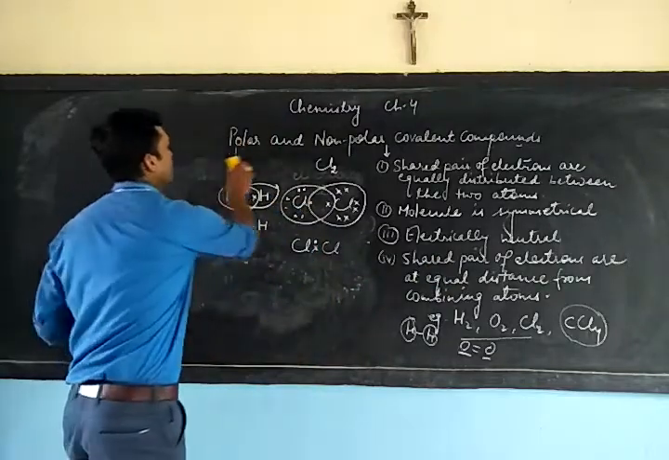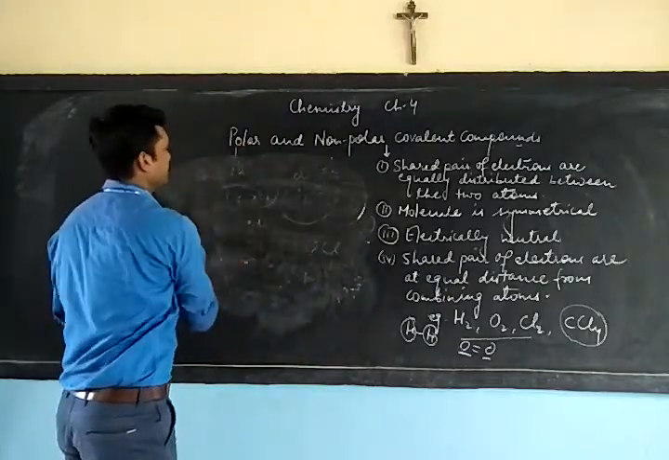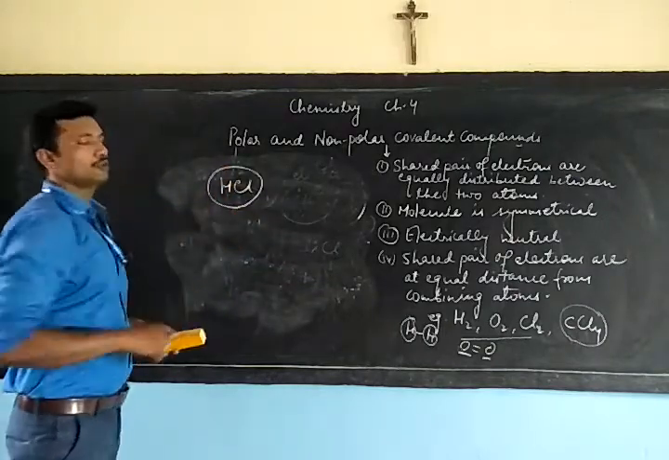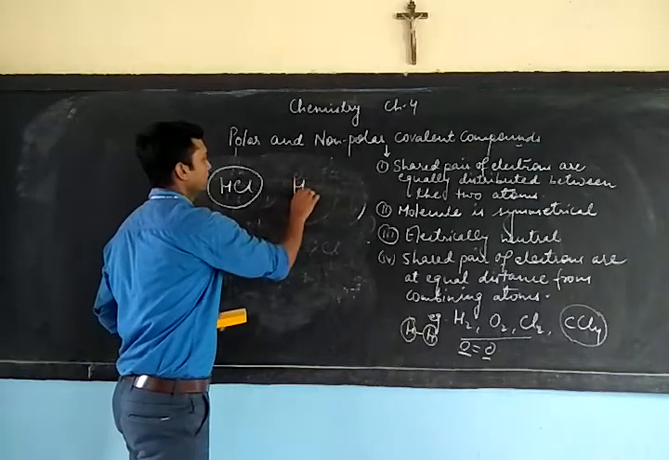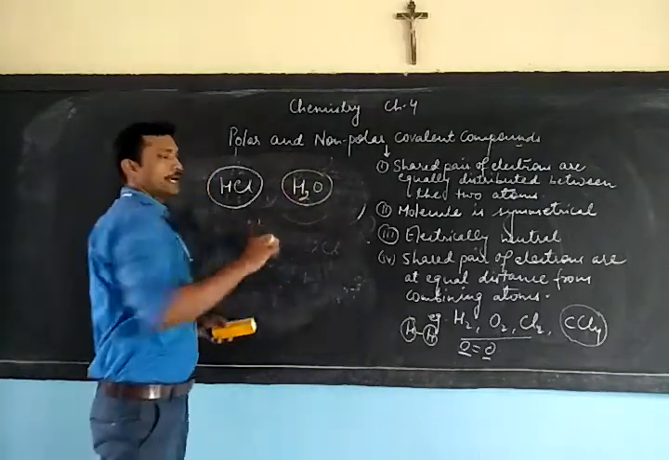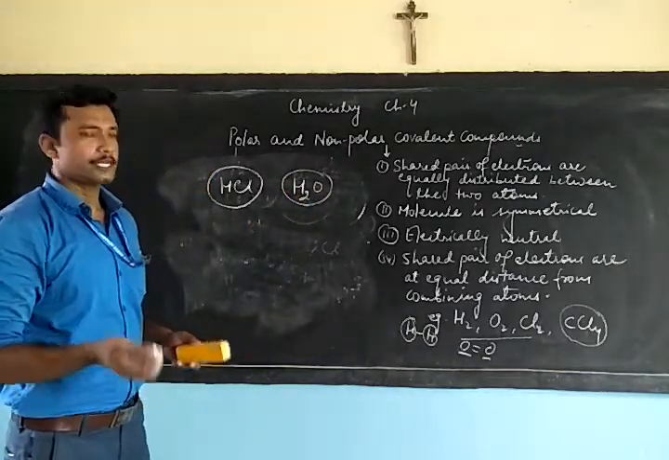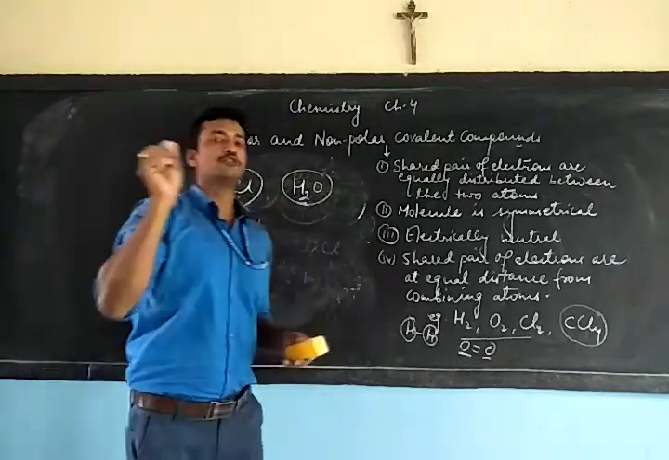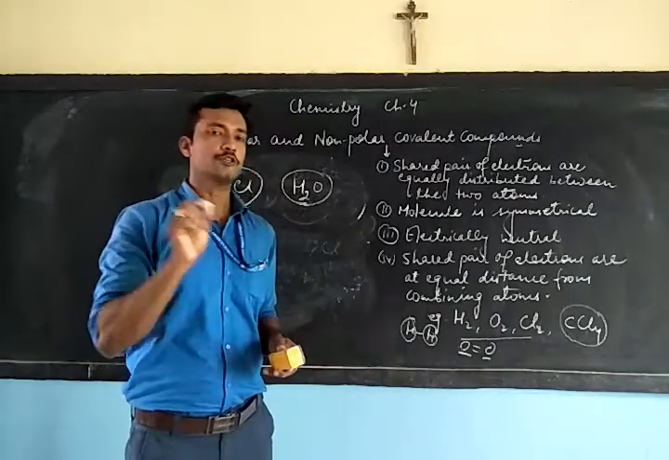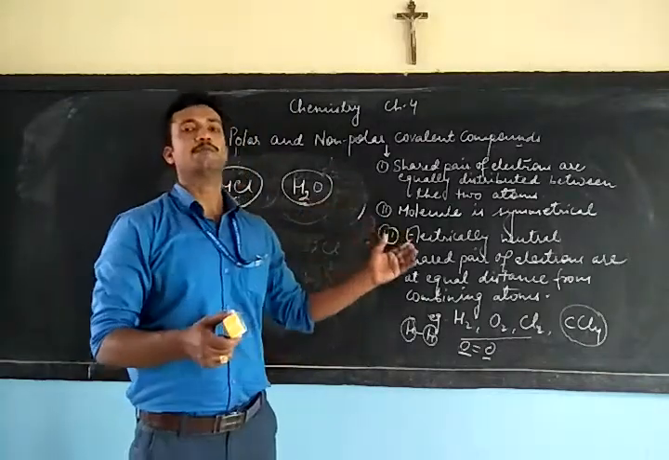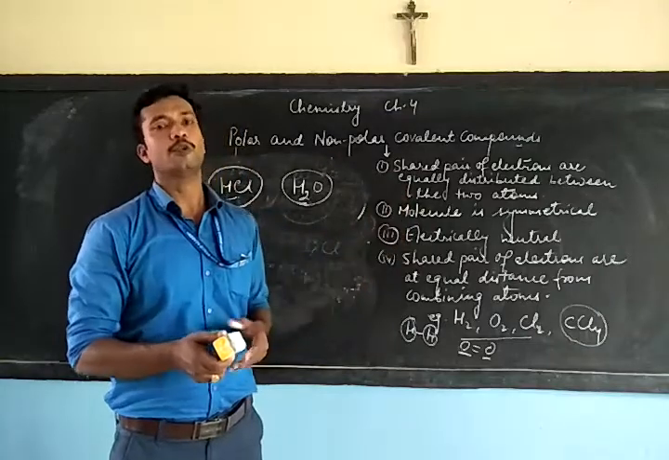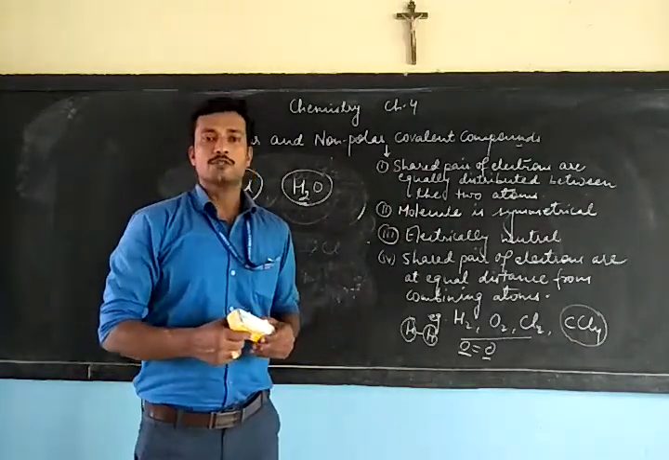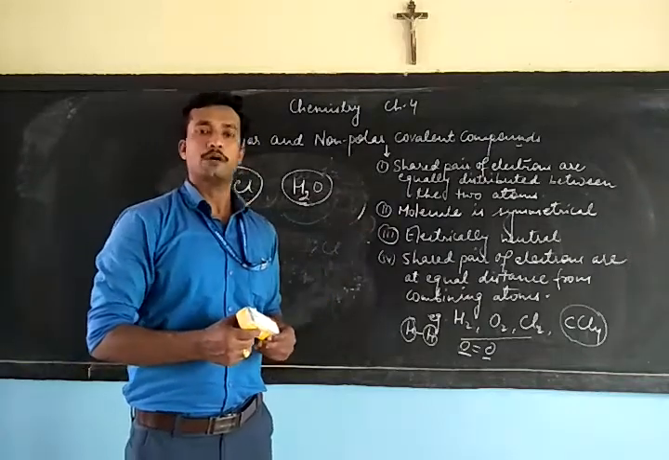Whereas if you want to dissolve hydrogen chloride in water, it can easily be dissolved. The reason is both are polar in nature. So polar always dissolves in polar compounds or polar solvents, and non-polar compounds always dissolve in non-polar covalent solvents. So I hope you have understood about polar and non-polar covalent compounds.